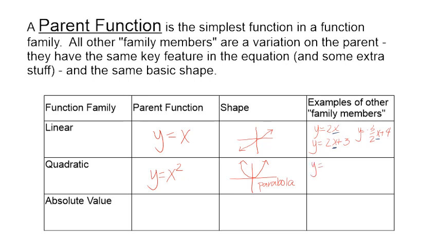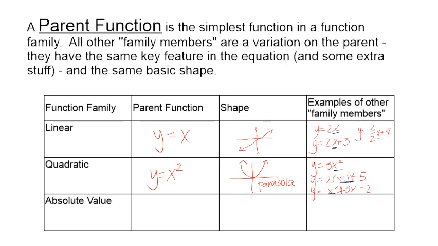And other family members that we might see with these, there's lots of them. So we could have y equals 3x squared. We could have y equals 2 times (x plus 1) squared minus 5. We could have y equals x squared plus 3x minus 2. Okay, all of these are types of parabolas or types of quadratic functions. And the key feature here is noticing that there's always going to be an x squared in them.